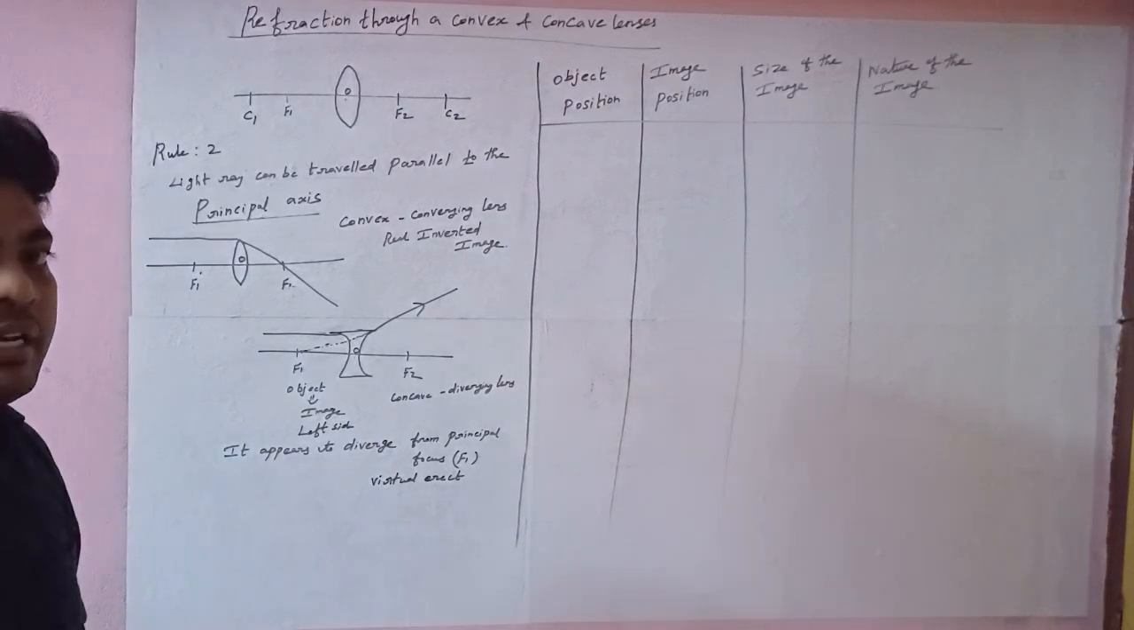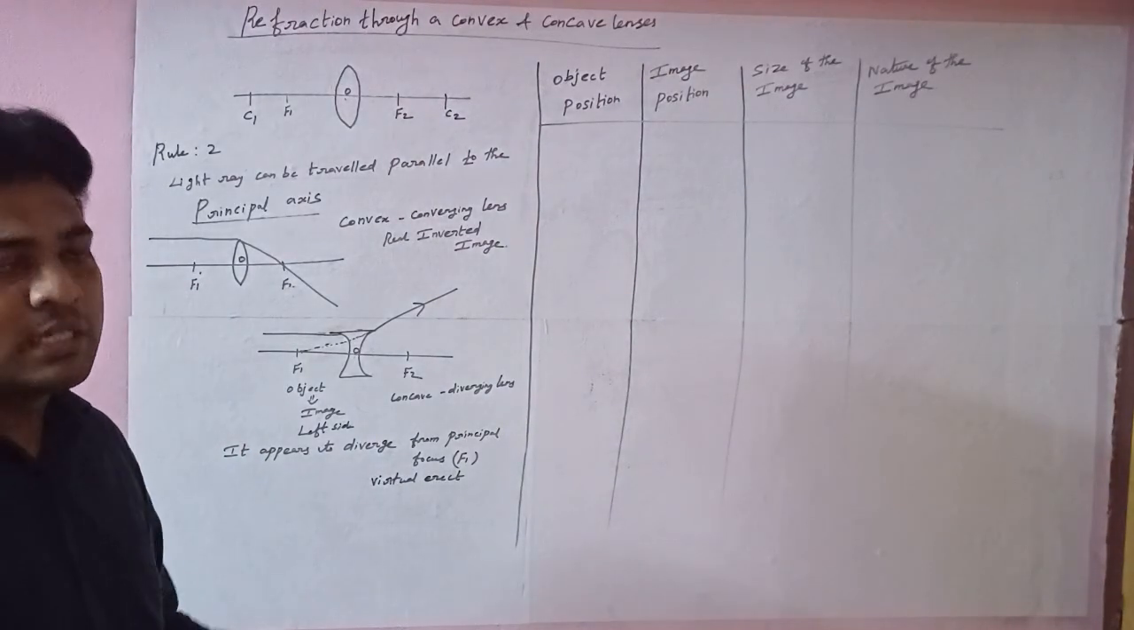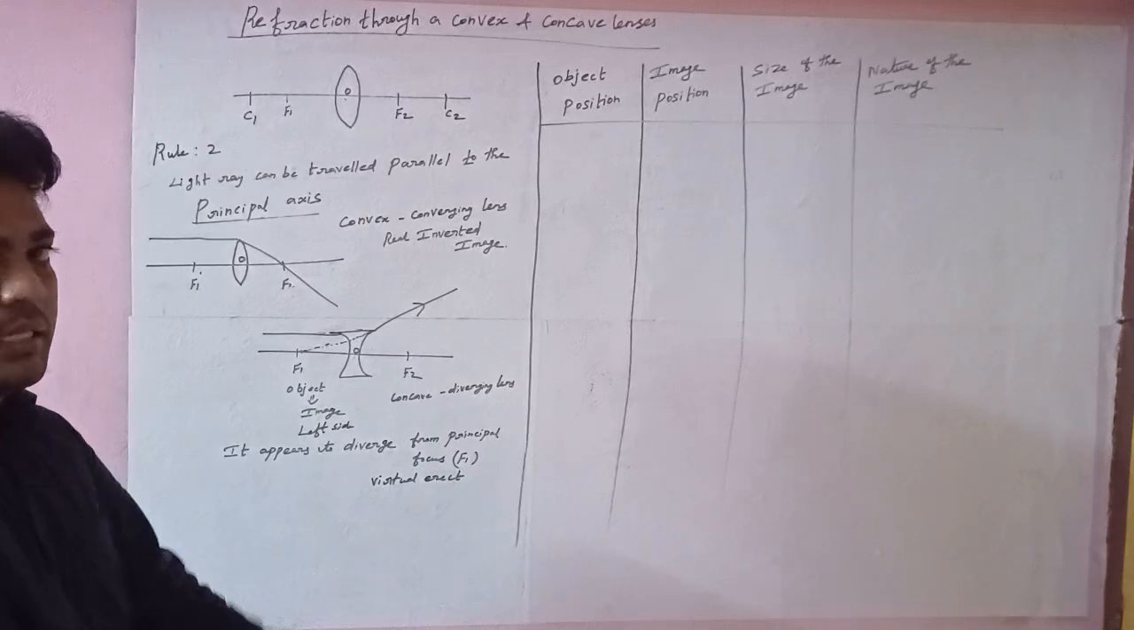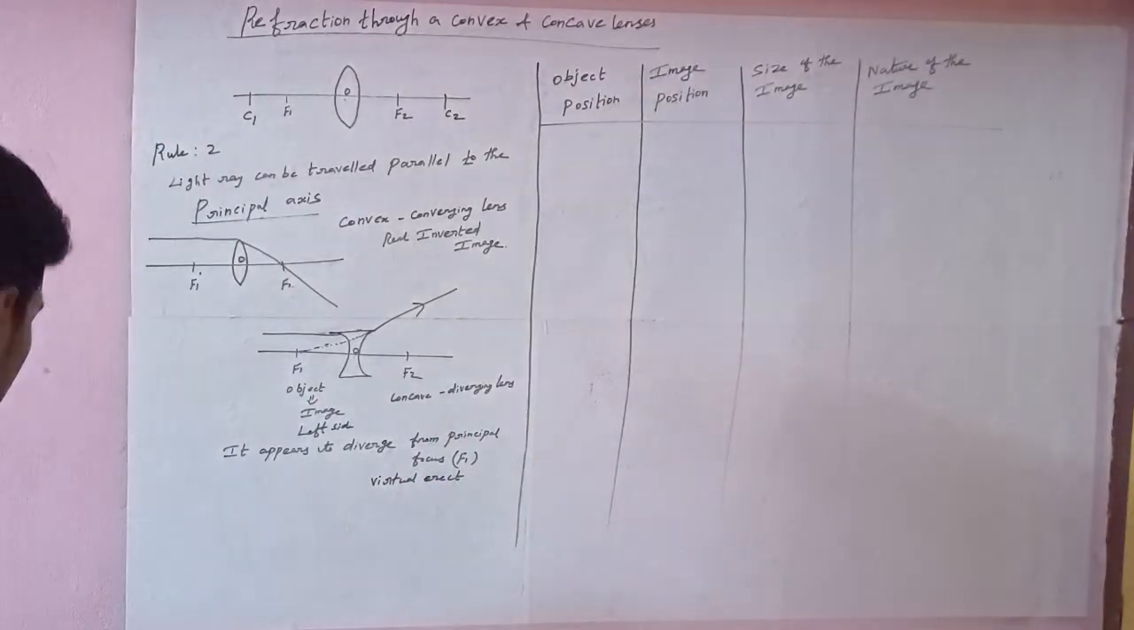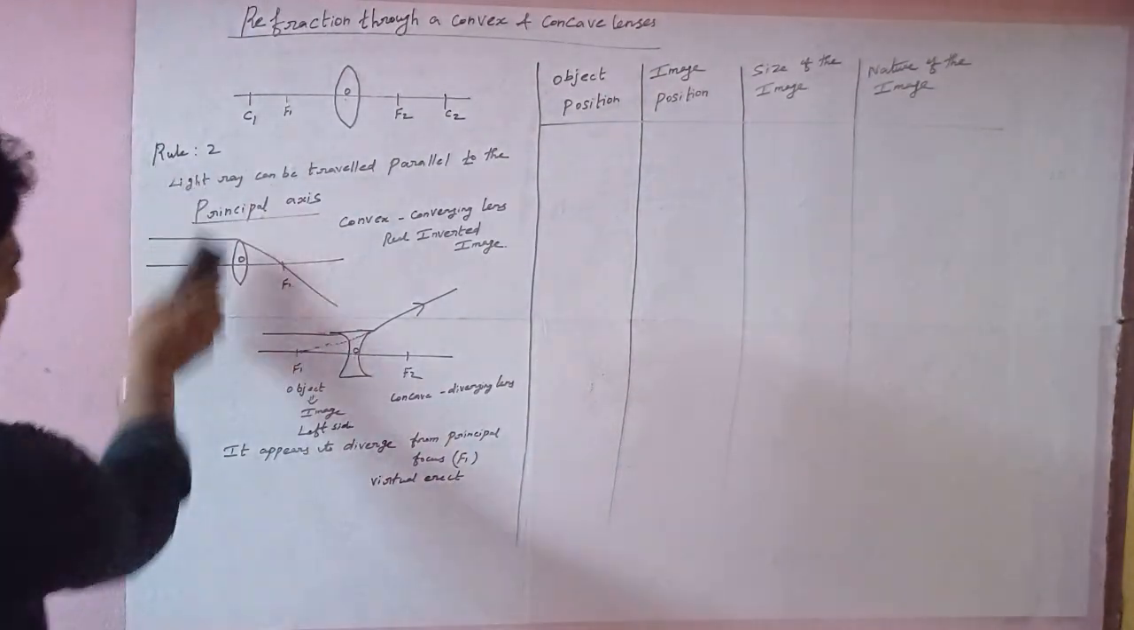What is the meaning of virtual and erect? It is a shadow. Okay, because the shadow does not appear on the screen. Okay, this is rule 2. Okay, next rule 3. Listen carefully.